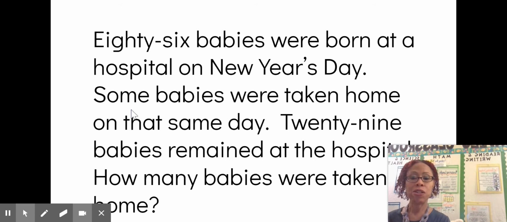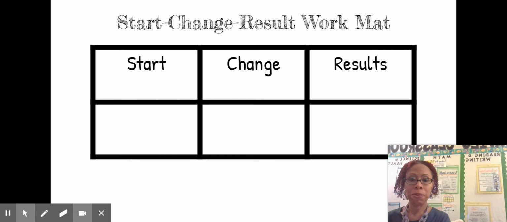Let's look at the unknown. It says some babies were taken home. Some babies, how many is some? We don't know. So let's look at one way to solve this problem. We can use the start, change, result work map.